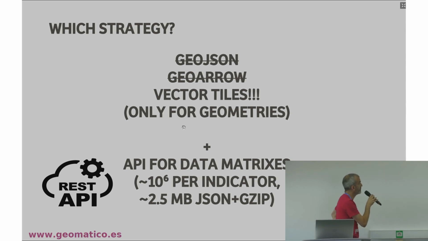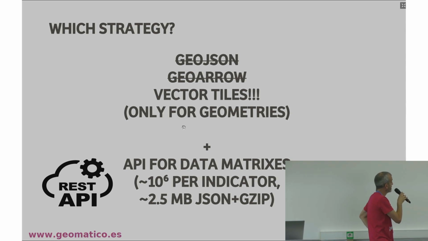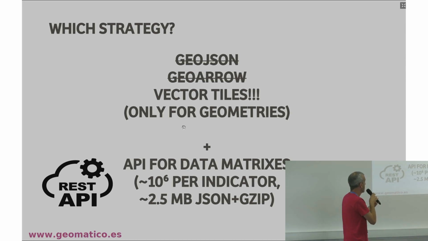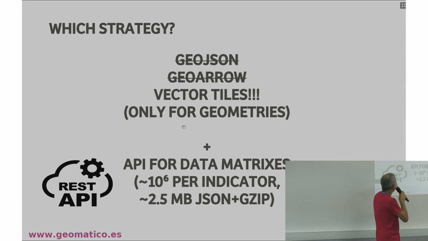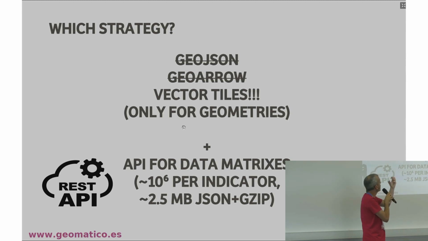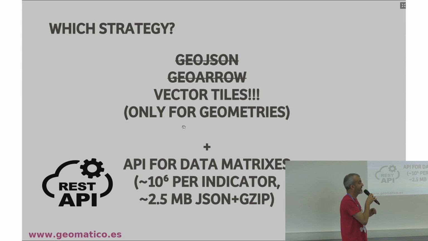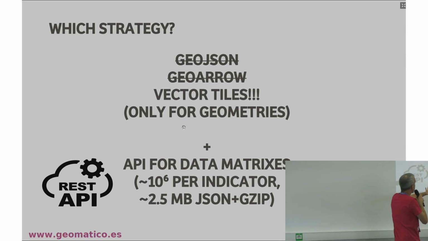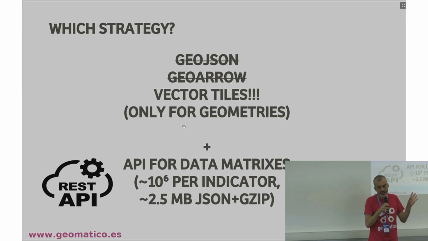In this case, the solution was to use vector tiles, but only for geometries. For the polygons, they work really well. You have the simplified polygons from far away and real polygons from higher zooms. And then there's the REST API where we download only the data matrix per indicator, so that it's 2 megabytes, okay, zipped, and it's convenient.